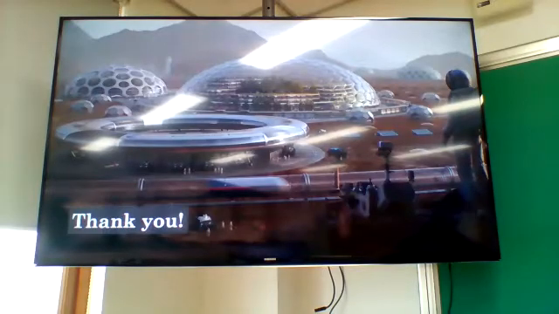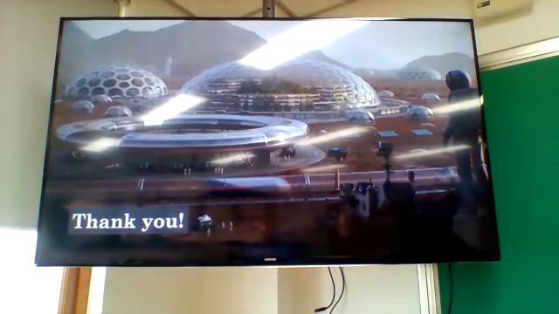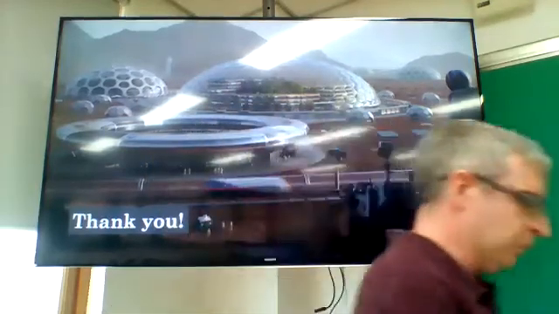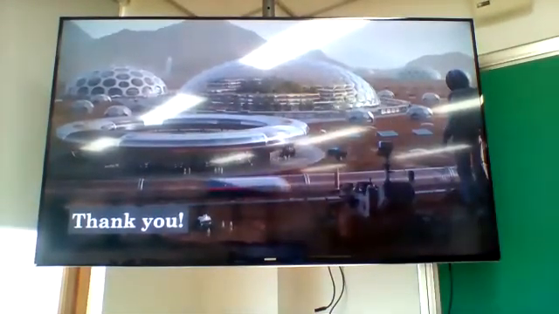So, here's another picture of a Mars colony. All right. So that's although. This is our last class before the exam. I just want to make sure you are ready.